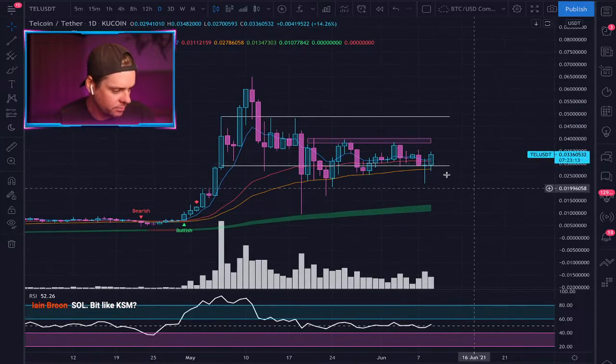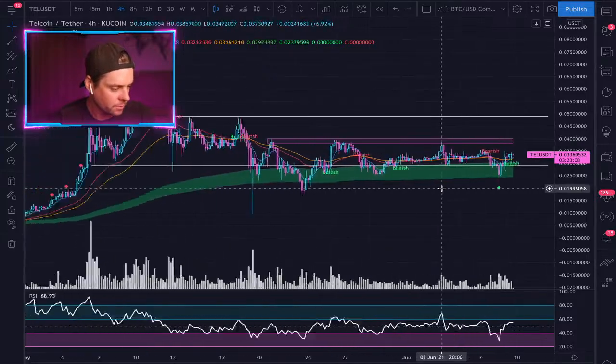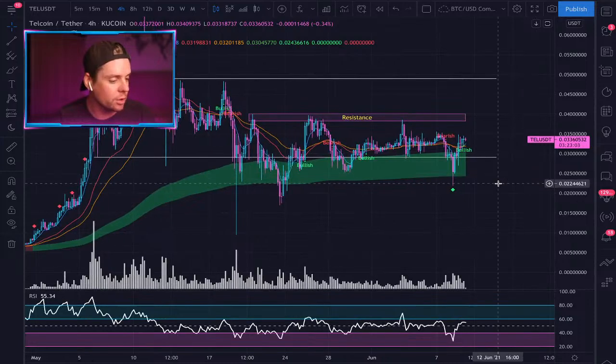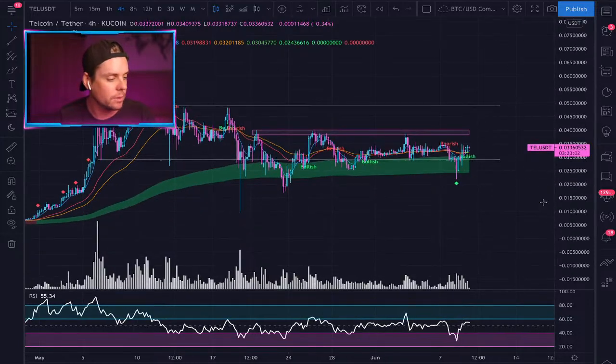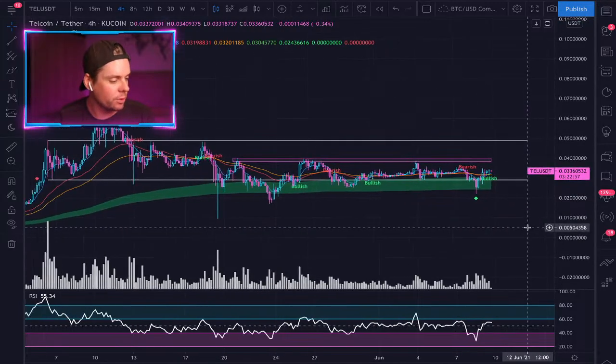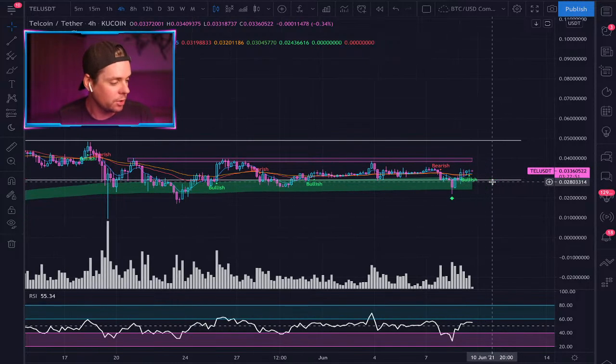The daily, it's looking like it wants to bounce. Let's go to the 4 hour. Yeah, I mean, we got a green triangle in the green wave. So if you're following the indicator, go for it. I don't know enough about this project, but hey, I can't keep an eye on 6,000 different coins. So go for it.